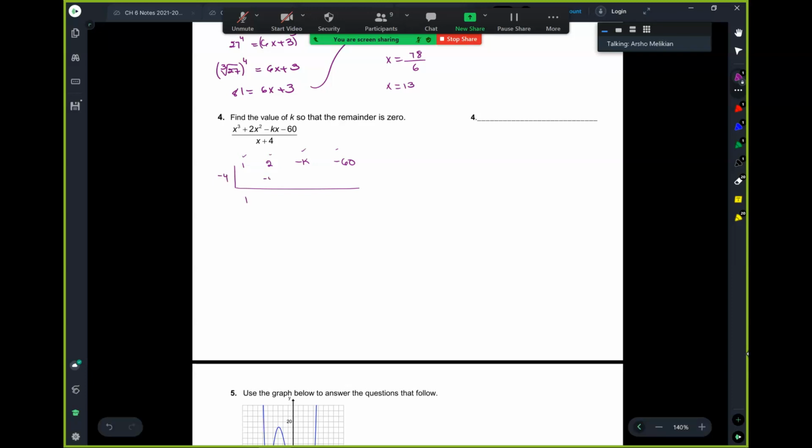1 comes down, negative 4. Negative 2. 8. Ooh, 8 minus k. Multiply by negative 4, we get negative 32 plus 4k. So I get negative 92 plus 4k. Yeah? Okay, that's my remainder. I want it to be 0. So 4k is 92. So what's k?